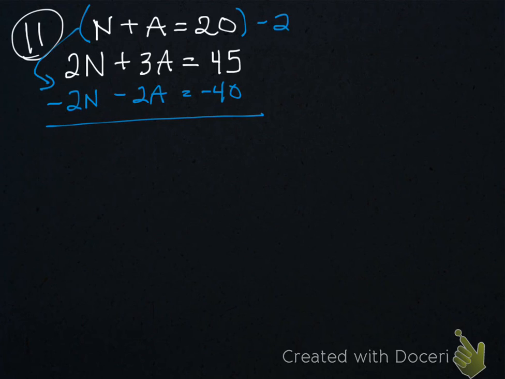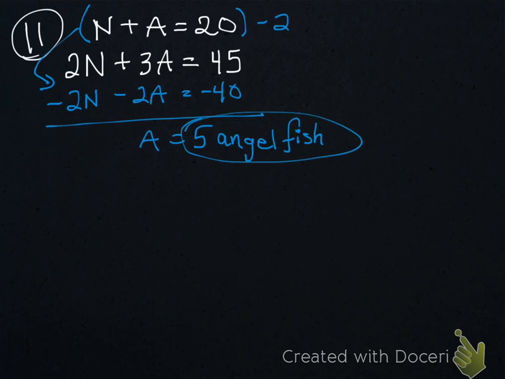My neons cancel. 3 minus 2 is 1. And 45 minus 40 is 5. So I have $5 for the angelfish. Is it $5? No, it's not $5. I have 5 angelfish. That's the number of fish he bought. Make sure we get our units right. Okay? Now let's plug it back in.